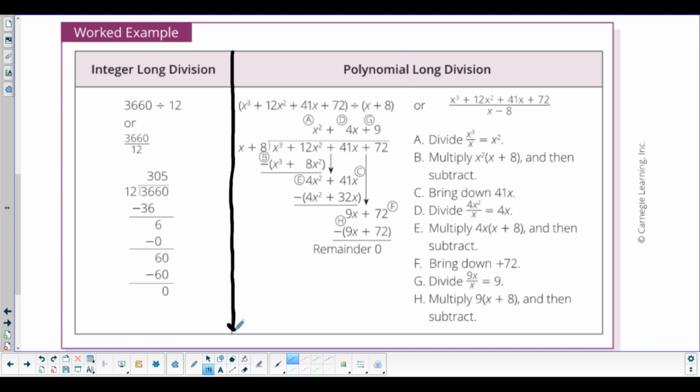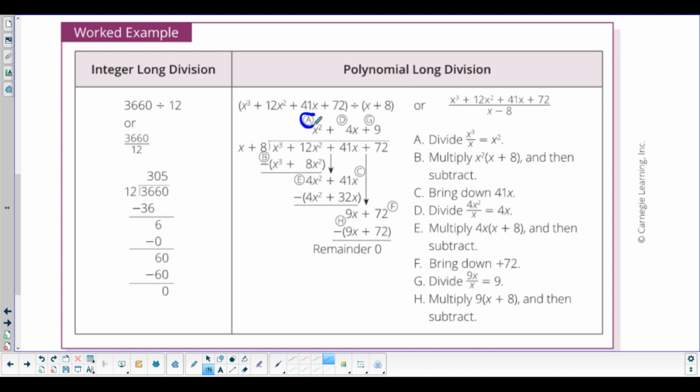Now, you did the one on the left. You just divided 3,660 by 12, and you did this whole process where you dropped numbers down and multiplied things. This whole process is actually the same as this, except instead of using integers, we used polynomials, okay? So I want you to take 5 minutes or so, talk with the people around you, and just try to make sense of what's going on in this box to the right, okay? Take a look at what's happening.